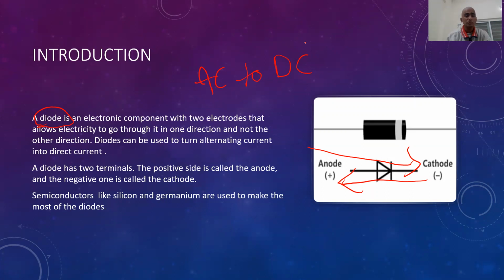A diode has two terminals. The positive side is called the anode and the negative side is called the cathode. Semiconductors like germanium and silicon are used to make most of these diodes.